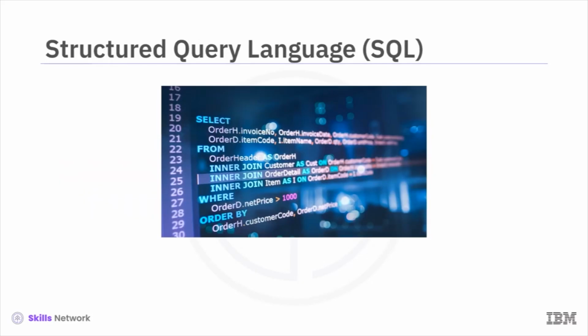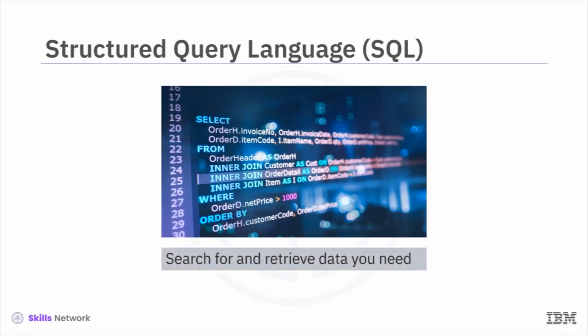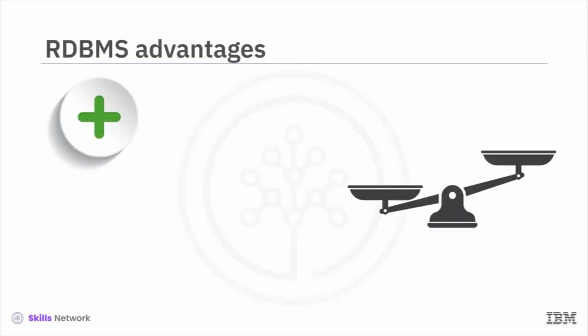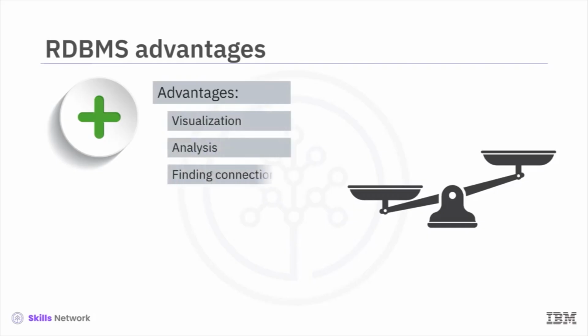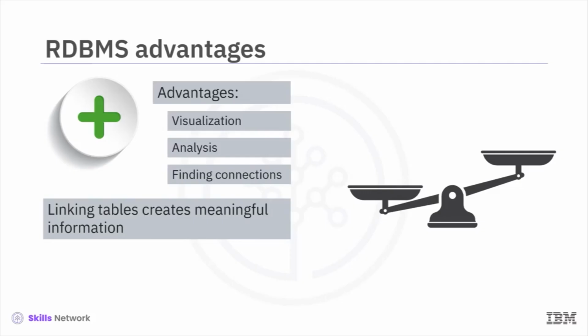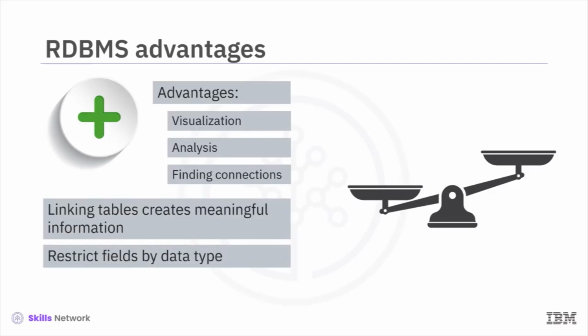Relational databases usually rely on structured query language, or SQL, to search for and retrieve the data you need. You use SQL to manipulate the data. Relational databases are beneficial for visualizing, analyzing, and finding connections between different pieces of data. You link tables together by creating schemas. You can restrict database fields to specific data types and values, which minimizes irregularities and leads to greater consistency and data integrity. They offer easy export and import options, making backup and restoration easy.